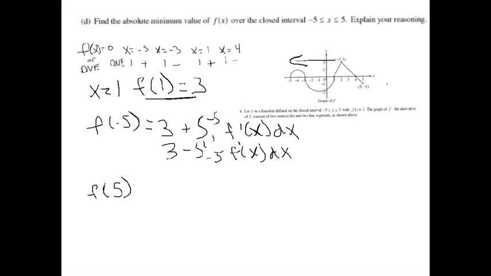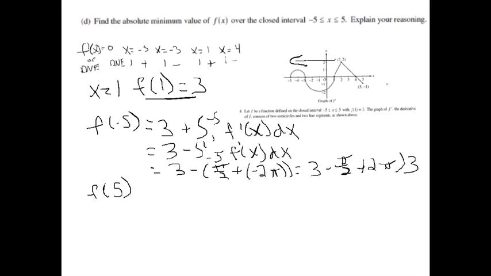So I just do area under the curve using geometry, and I find that f of -5 is equal to 3 minus the quantity. The first circle is going to be half of a circle, which is 1/2 pi r squared, r being 1, so I just get pi over 2, plus the second circle, which is again 1/2 pi r squared, r being 2, gives me 2 pi. But this is area under the curve, so it's negative. So that's going to give me 3 minus pi over 2 plus 2 pi, which is obviously greater than 3. So that endpoint is now ruled out.